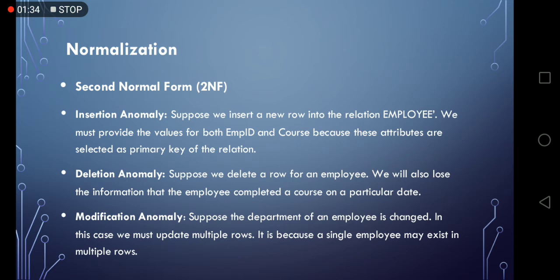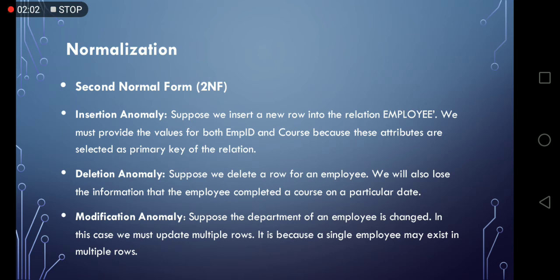Problems in second normal form are also called anomalies in second normal form: insertion anomaly, deletion anomaly, and modification anomaly. Insertion anomaly. Suppose we want to insert a new record into the employee relation. We must provide the value for both employee ID and course because these attributes are selected as the primary key of the relation.